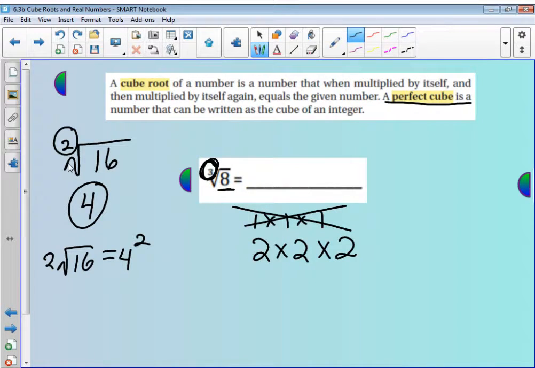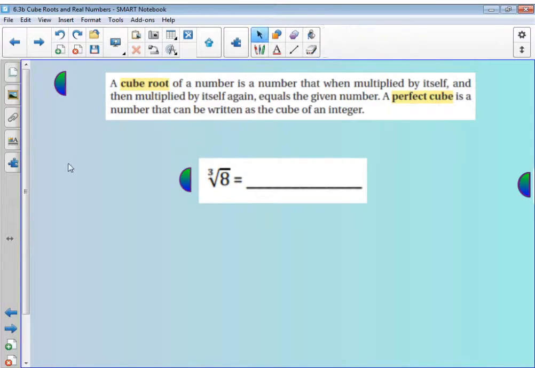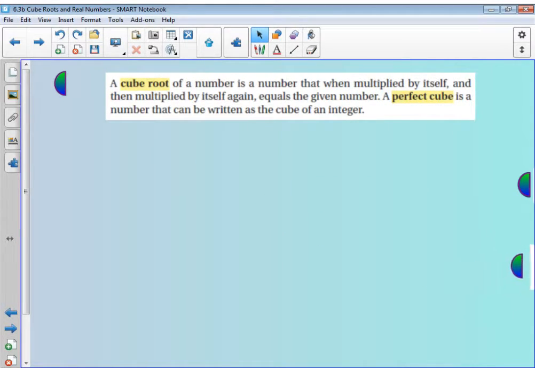So what number times itself 3 times? Take note, 1, 2, 3. That number was 2. Okay, so 2 to the 3rd power is the same as the cubed root of 8. So our final answer, we're just going to write 2. What number times itself 3 times would give us 8? That would be 2. Okay, so let's go ahead and try a couple more of these. Well, quite a few more because you have to get lots of reps.